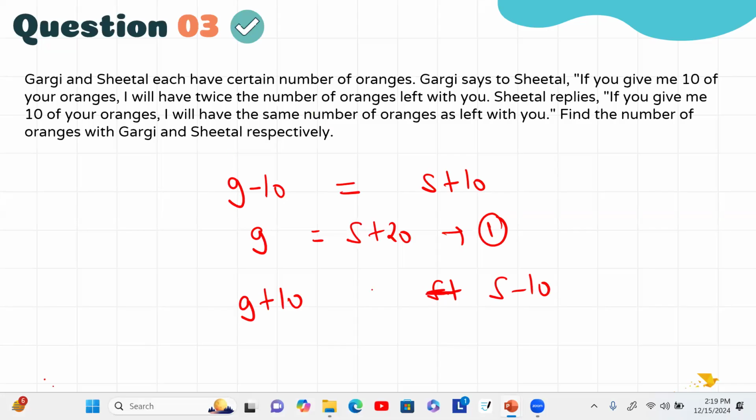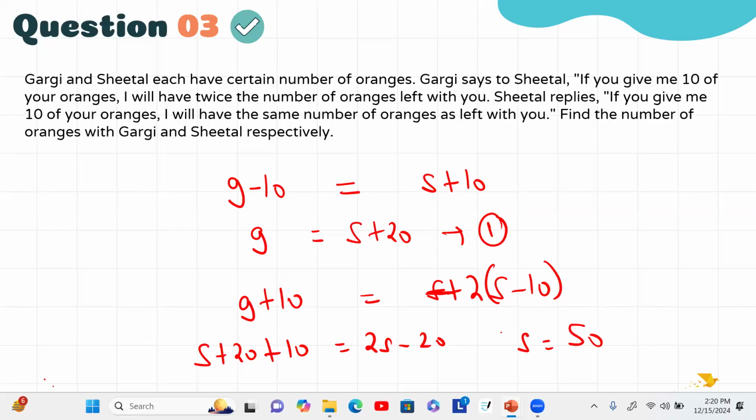If you give me 10, I'll have twice the number. So this must be twice of this. So now we can substitute the value of G from here to here. So this will become S plus 20 plus 10 is equal to 2S minus 20. So this gives me S equal to 50. So Sheetal has 50 oranges and G has 50 plus 20, 70 oranges. I hope it is clear to everyone. You can note this down.